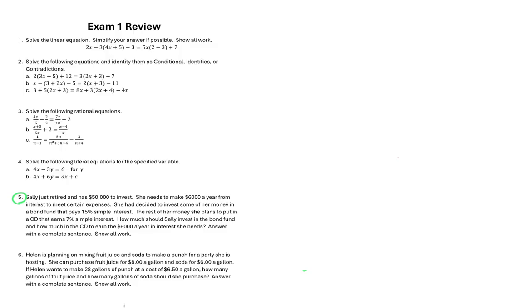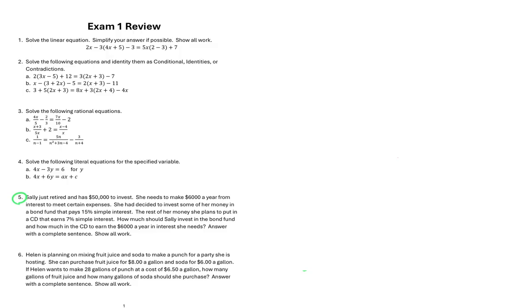Okay. So, immediately I know that Sally is going to be making 2 investments into a bond and a certificate of deposit. The total amount invested in both I know has to sum to $50,000 because that's the total amount invested. I also know that the total interest accrued, I want that to be equivalent to $6,000. That's how much she needs to earn.